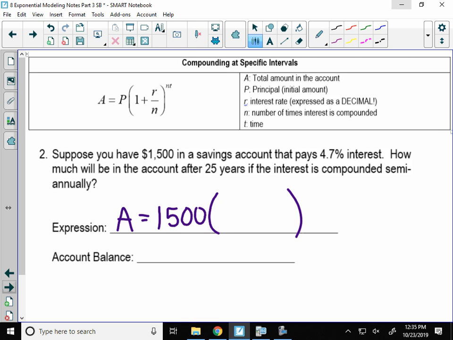What's going to go in my parentheses? 1 plus, what's 4.7 as a percent as a decimal? 0.047. How often are you taking interest? Twice a year. And my exponent is going to be 2 times 25. So carefully type that in and tell me to the nearest penny how much money you're going to have.